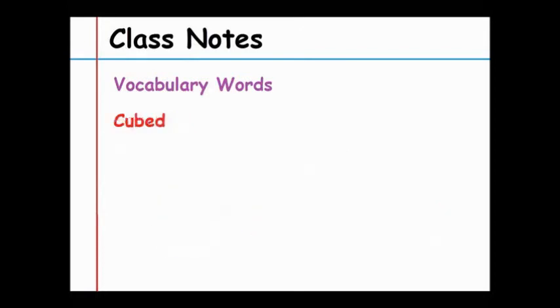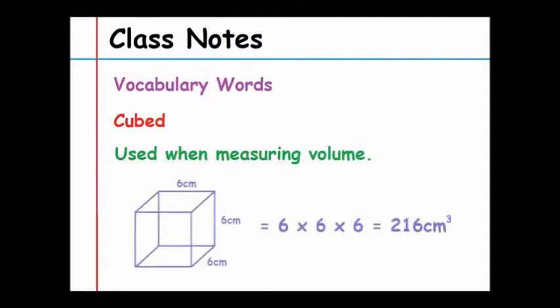Cubed is a number with an exponent of 3. For example, this is 6 to the third power, or 6 cubed. Cubed is used when measuring volume. To find the volume of this cube, we have to multiply 6 times 6 times 6 to get 216, and the units come out as centimeters cubed.